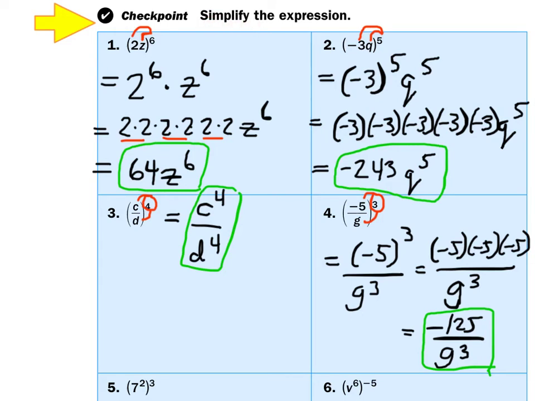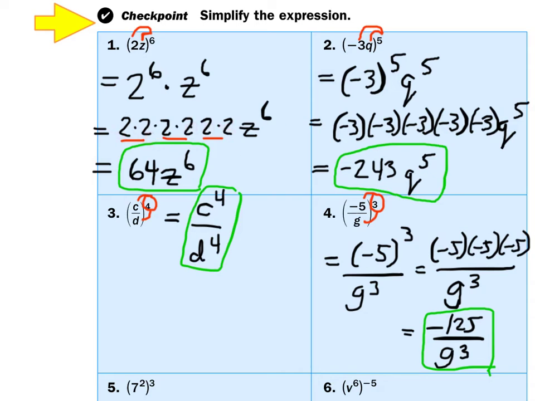It just is going to ask us to simplify. So look at number 1. In parentheses, I have 2z all raised to the 6th power. So with my red, I would circle the 6 and draw two rainbows and then write it out. That means 2 to the 6th power times z to the 6th power. Well, you could multiply 2 to the 6th power out. 2 times 2 times 2 times 2 times 2 times 2, z to the 6th power.